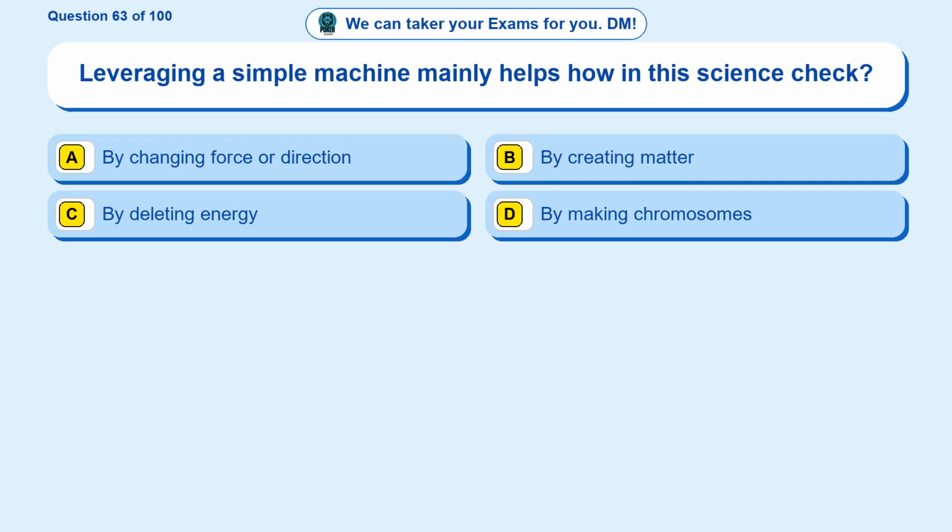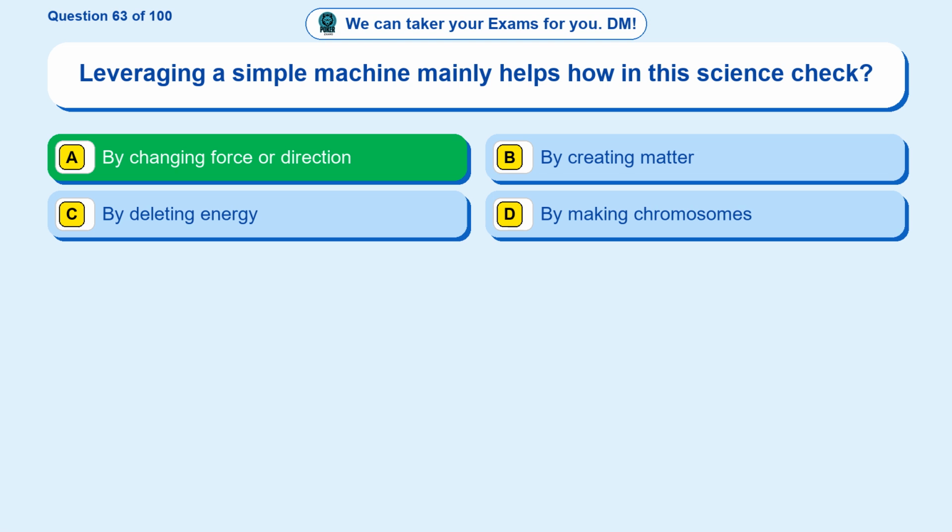Question 63. Leveraging a simple machine mainly helps how in this science check? Option A. By changing force or direction. Option B. By creating matter. Option C. By deleting energy. Option D. By making chromosomes. The correct answer is option A.